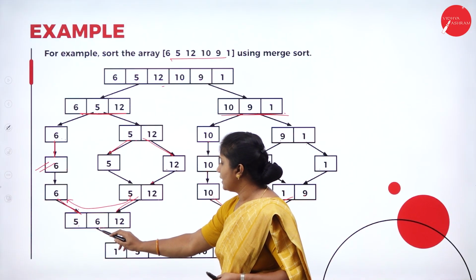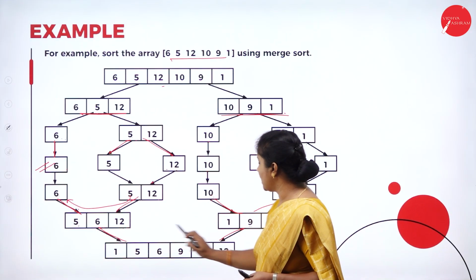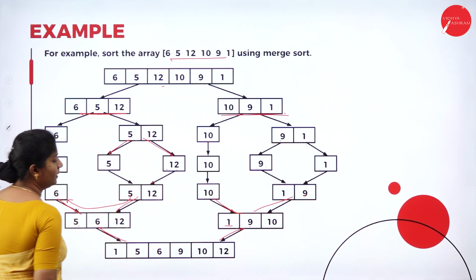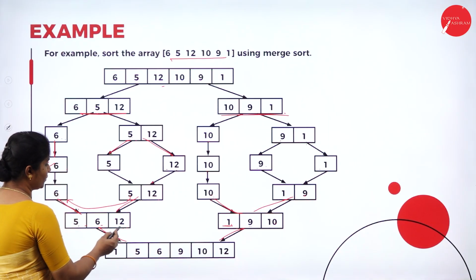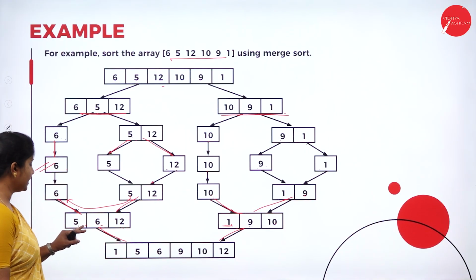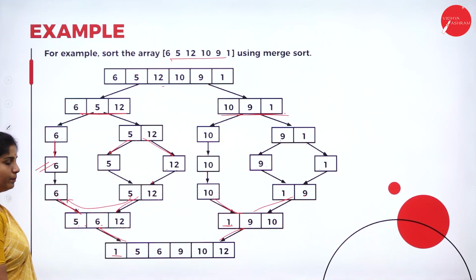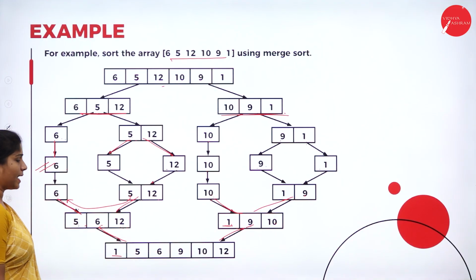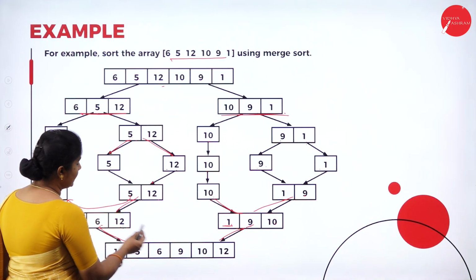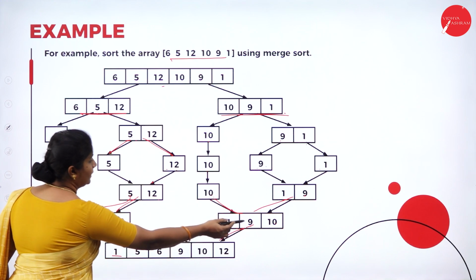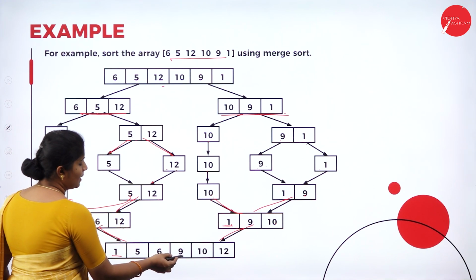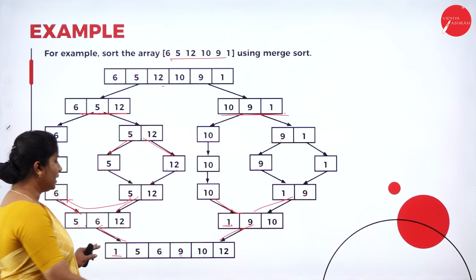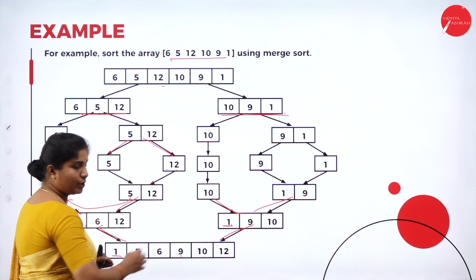Okay. Then while combining these two solutions of subproblems, now compare with the first element. So compare this one with all these three. 1 is lesser than all these three. Hence place the 1 before 5, 6 and 12. Then again compare this 9 with all of these. So it is larger than 10 and lesser than 12. Hence place that, okay, before the 10 and 12. While combining, you need to compare with all the elements and merge.